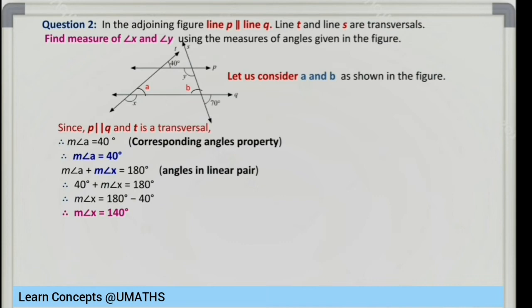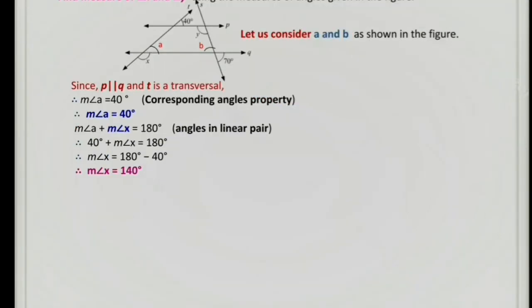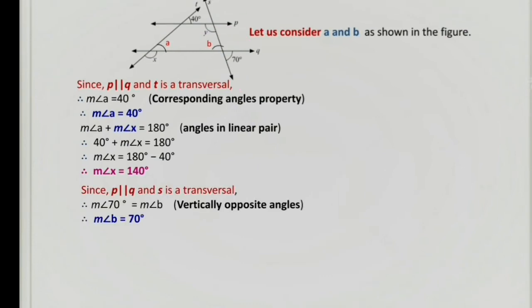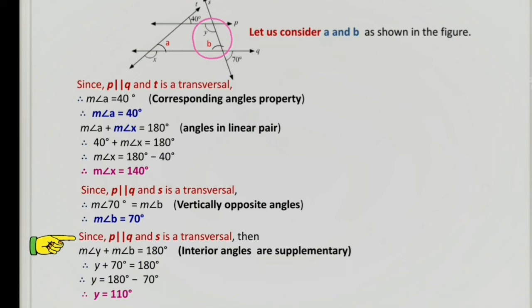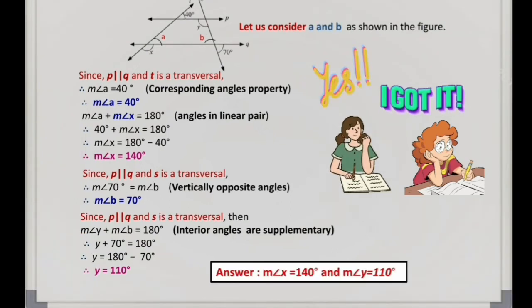Now observe the figure, line P and Q are parallel and S is transversal. In that case, measure of angle 70 is equal to measure of angle B because they are vertically opposite angles. Therefore, angle B is equal to 70 degrees. Since P and Q are parallel and S is transversal, we can say angle Y plus angle B is equal to 180 degrees. They are interior angles. Now replace angle B as 70 degrees. By solving the equation, we get y is equal to 110 degrees.